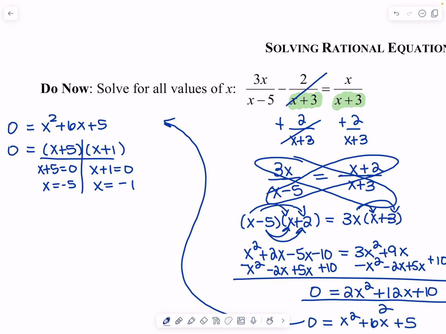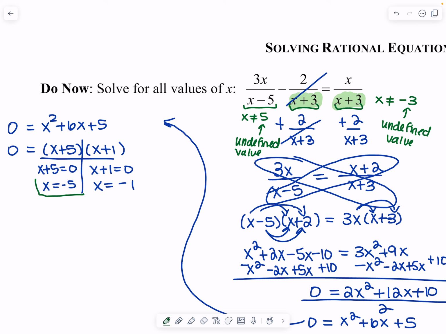And then just to circle back for a moment to my original equation, I had a denominator of x minus 5, which means x cannot be positive 5. That's an undefined value of x, would make the denominator equal to 0. And I have a denominator of x plus 3, which means x is also not able to be negative 3. That's another undefined value. So if I compare these undefined values to my answers, I can see that I don't have a positive 5 or a negative 3, so I can keep both of my answers of negative 5 and negative 1.